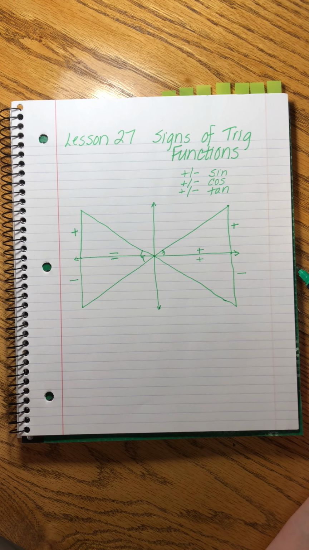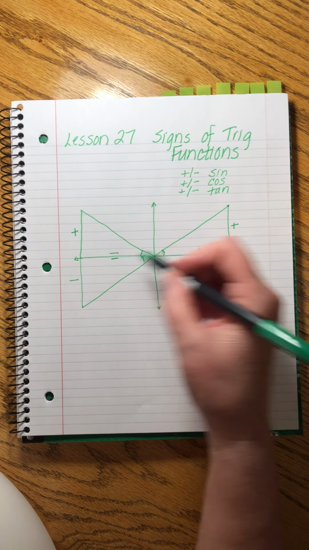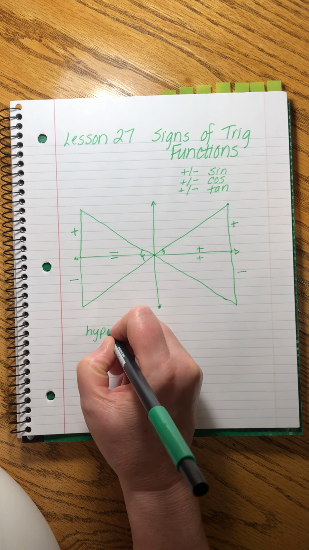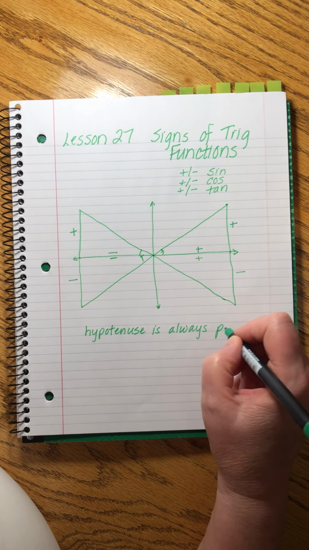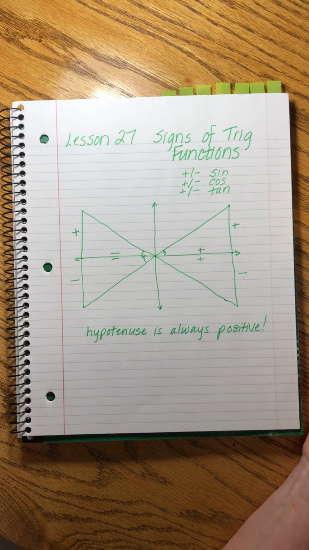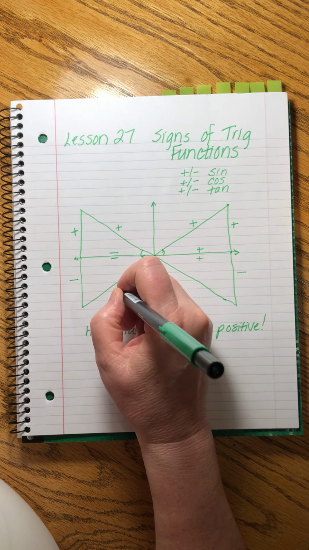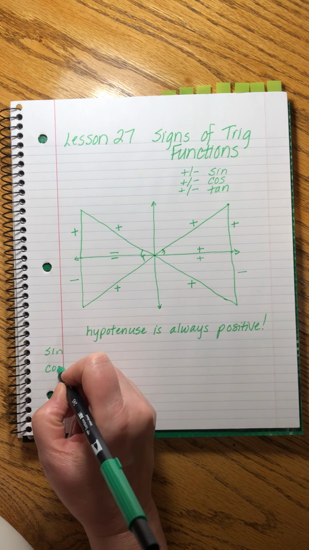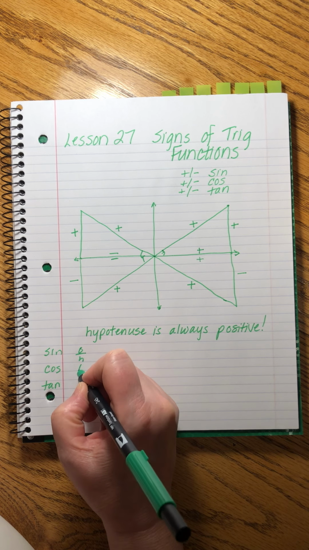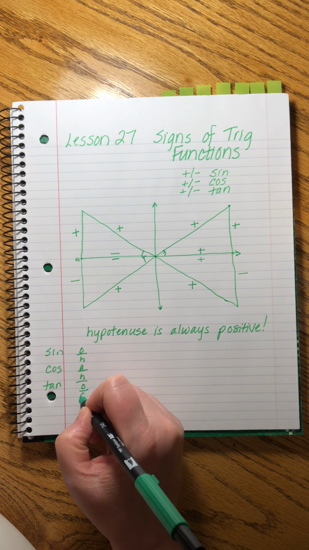Now, what I want to tell you is that the hypotenuse is always positive. There's a theoretical, complicated explanation I could give you, but I'm going to spare you that, and I'm just going to tell you the hypotenuse is always positive. So I'm going to put positive signs on all of these hypotenuses, right? Now, let's just remember our trig functions. Sine, cosine, tangent: Oscar had a hold over Arthur. I didn't need that line there.